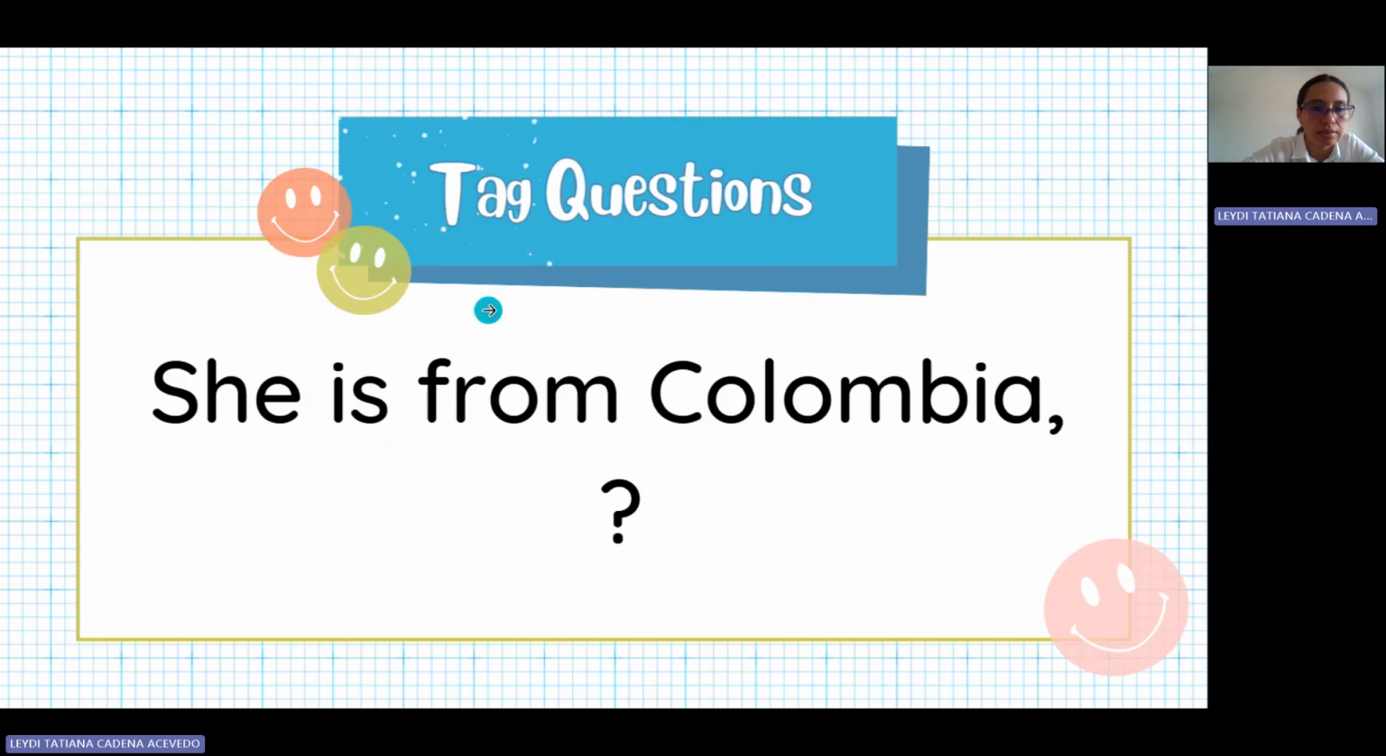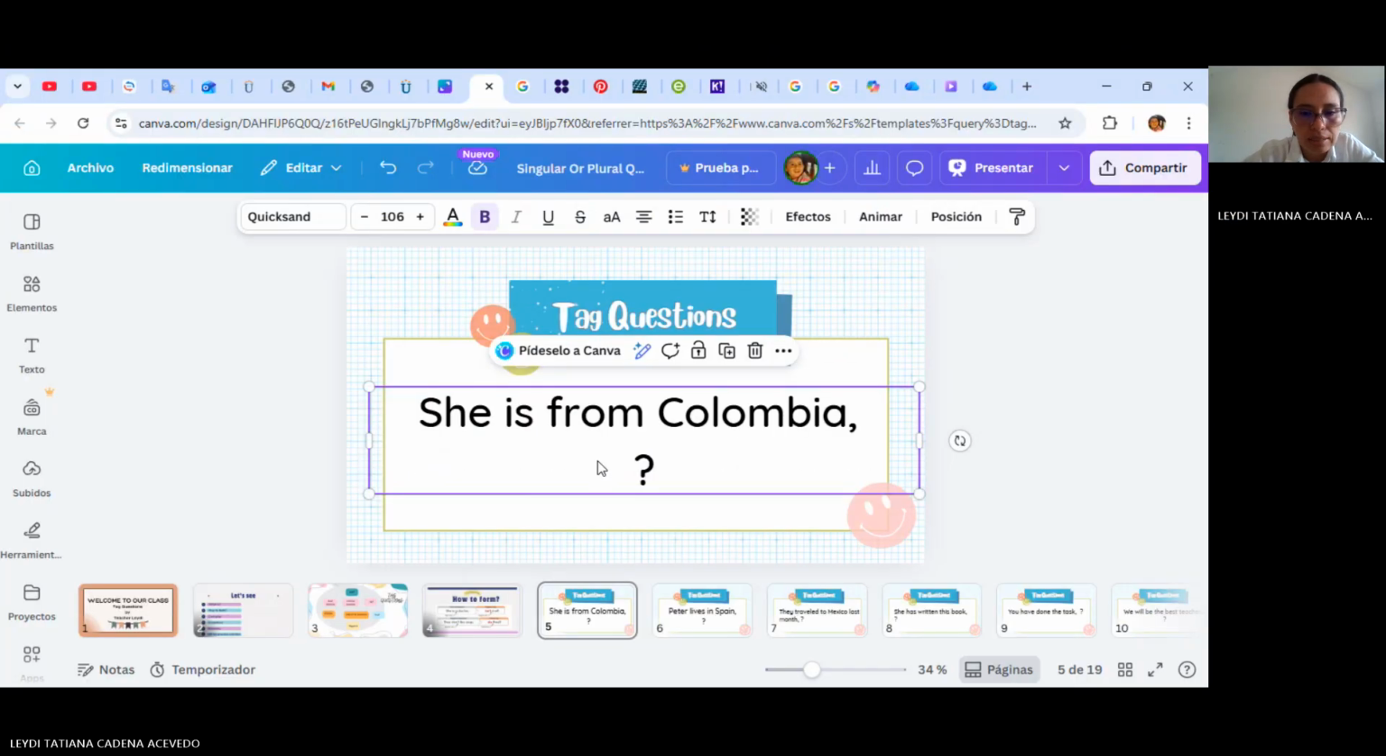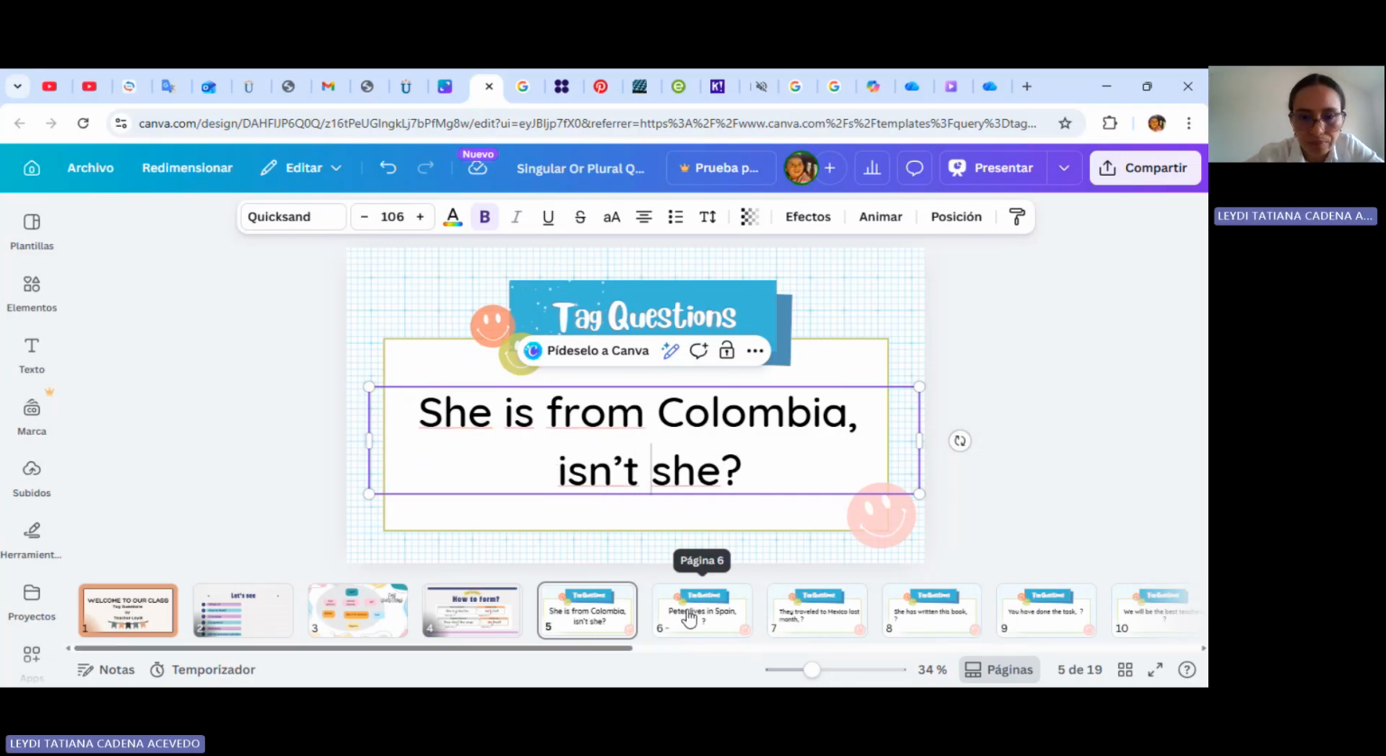Okay, let's practice. She's from Colombia. She is the subject. It goes at the end. And is is the auxiliary verb. It is positive, so we change it to negative. Isn't. She's from Colombia, isn't she?